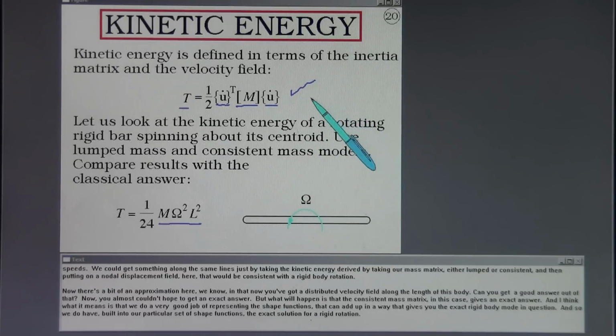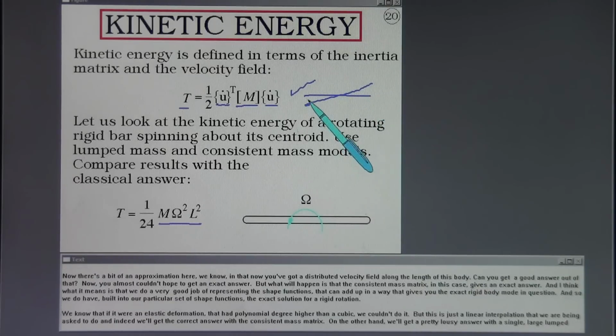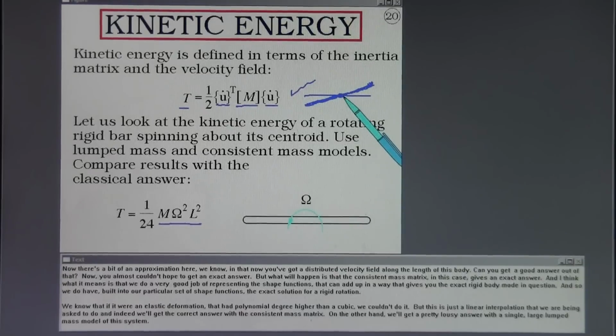Now, there's a bit of an approximation here, we know, in that now you've got a distributed velocity field along the length of this body. Can you get a good answer out of that? And you almost couldn't hope to get an exact answer. But what will happen is that the consistent mass matrix in this case gives an exact answer. And I think what it means is that we do a very good job of representing the shape functions that can add up in a way that gives you the exact rigid body mode in question. And so we do have built into our particular set of shape functions the exact solution for a rigid rotation.